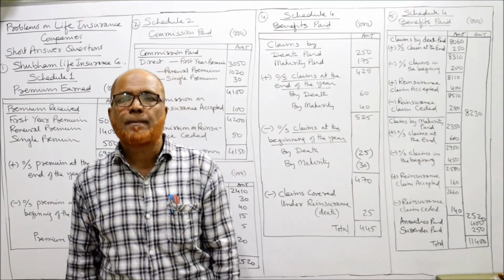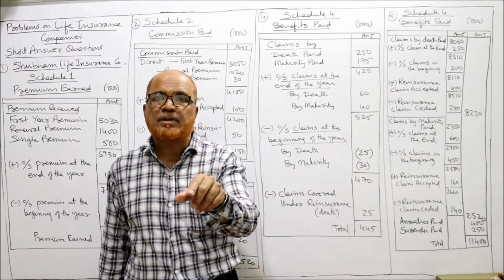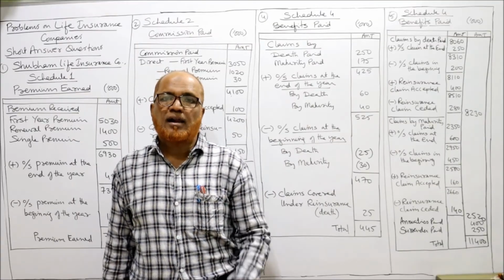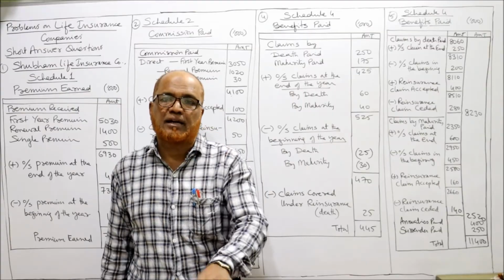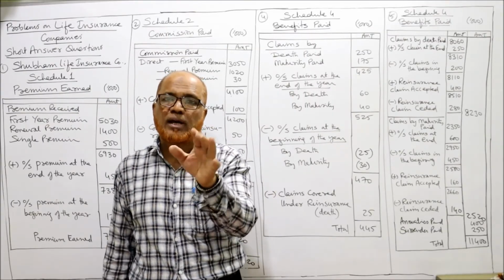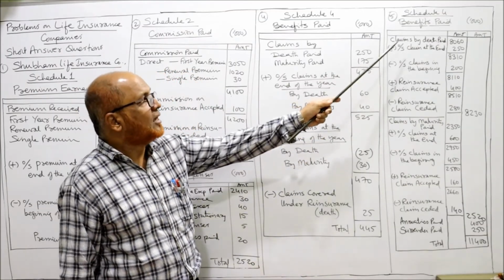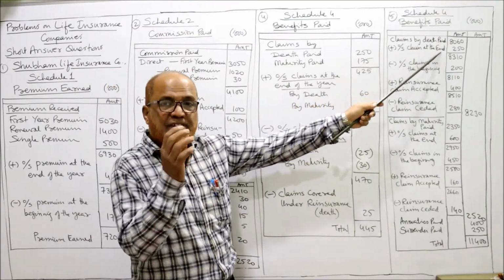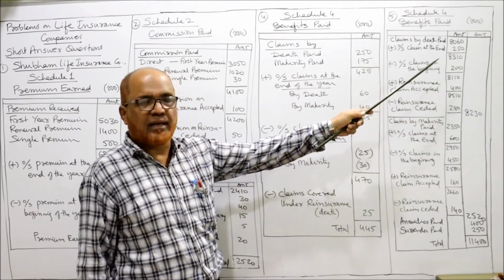Again, remember the point. Claims on reinsurance accepted will be added. Claims on reinsurance ceded will be deducted. तो accepted जो रहेगा उसको add करेंगे, ceded जो रहेगा उसको minus करेंगे. तो how the presentation will be like this. Claims by death. First we are segregating. Claims by death को अलग लेंगे, claims by maturity को अलग लेंगे.